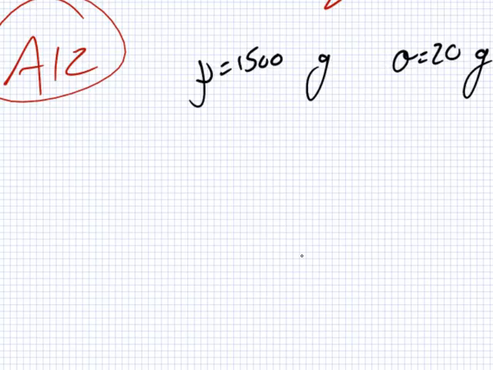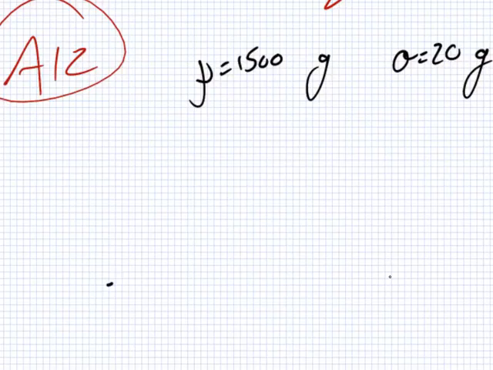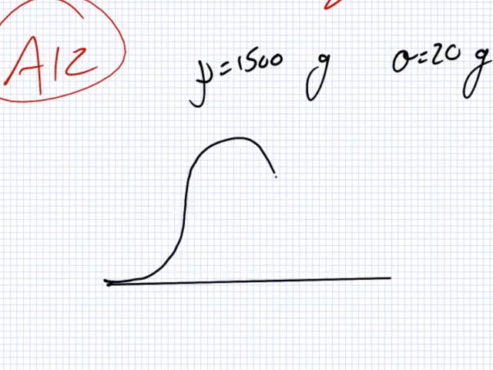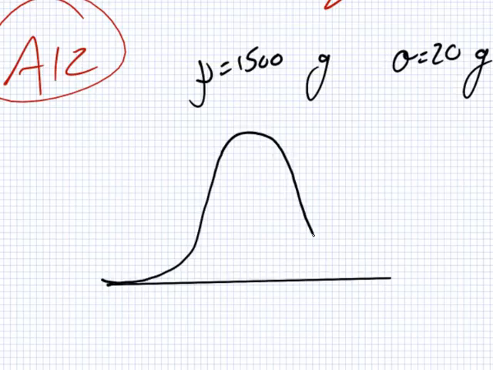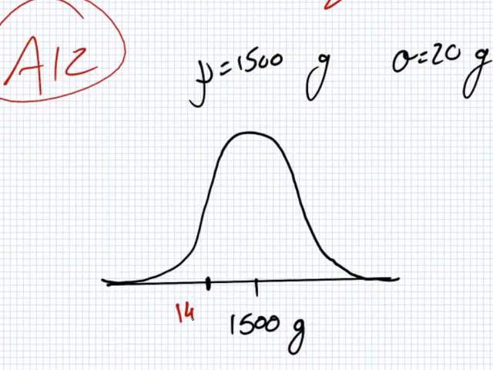I don't know. Right. What percentage of bags will be less than 1477? Okay, so we have our bell curve. There we go. Right, so 1500. And then here is 1477. And they want this area.